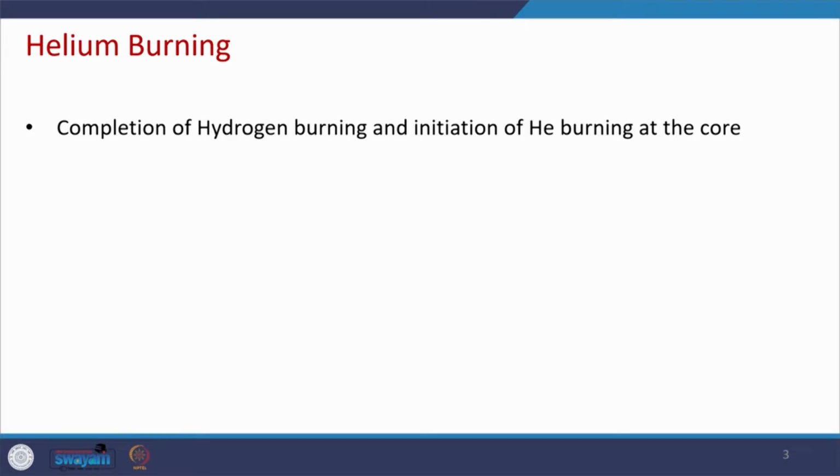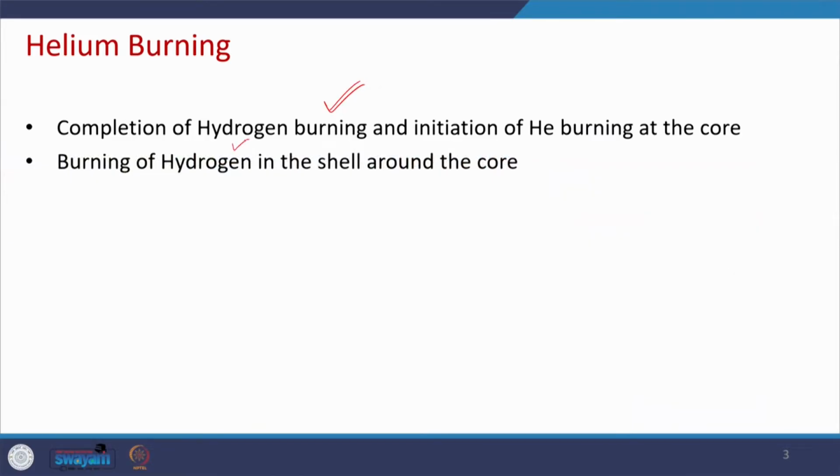So, in the helium burning, you have to understand that once hydrogen is exhausted in the star, what is the ash of the hydrogen burning? It is helium, right. So, it is quite natural that once hydrogen is exhausted, the contraction of the helium core starts. So, helium starts burning. At the core, when helium starts contracting, what will happen? You can easily imagine there will be an increase in the density, there will be an increase in the temperature.